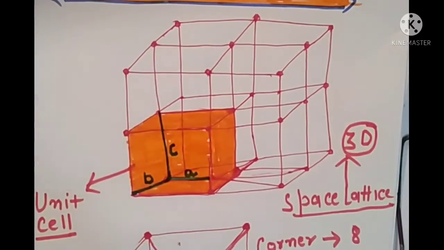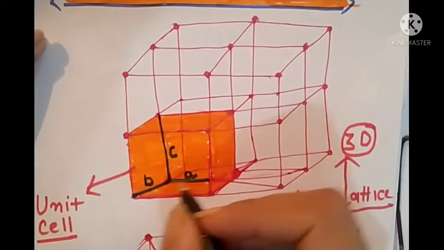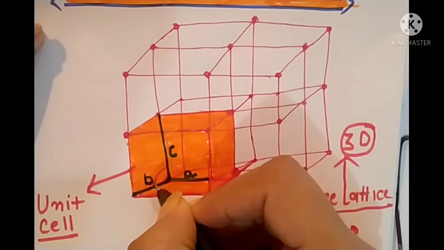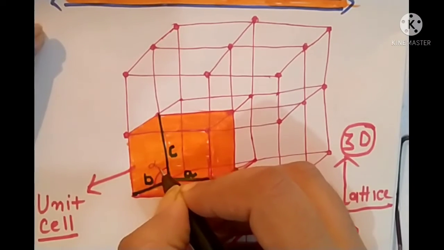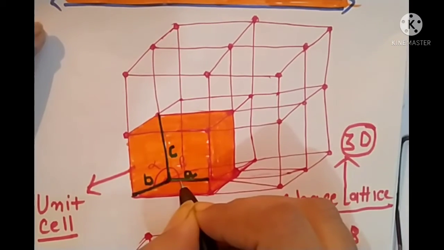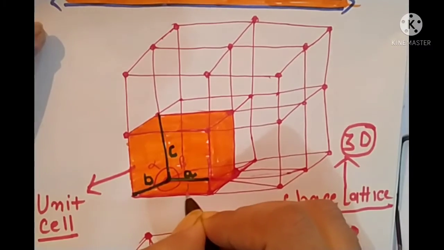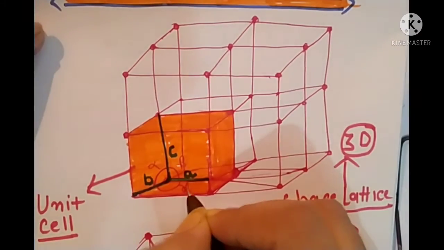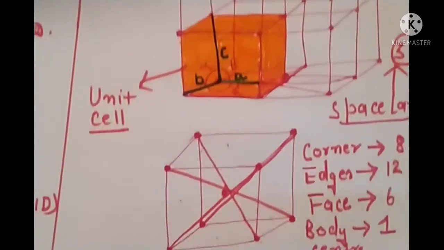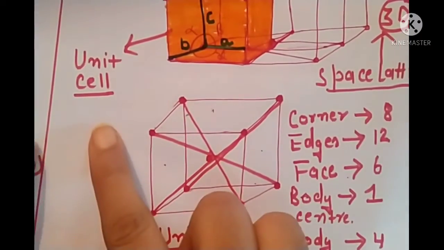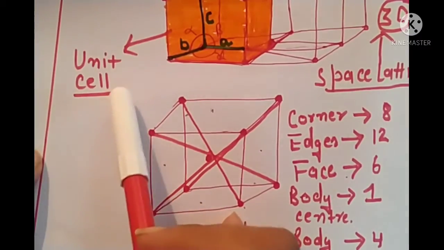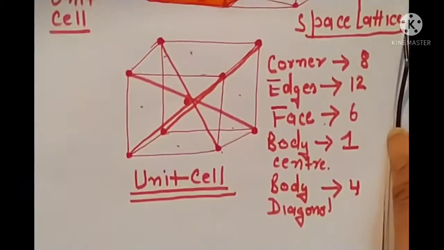Now the angles between them: the angle between B and C is alpha, between C and A is beta, and between A and B is gamma. Next we will discuss the unit cell. The unit cell is the smallest repeating unit in the crystal lattice.